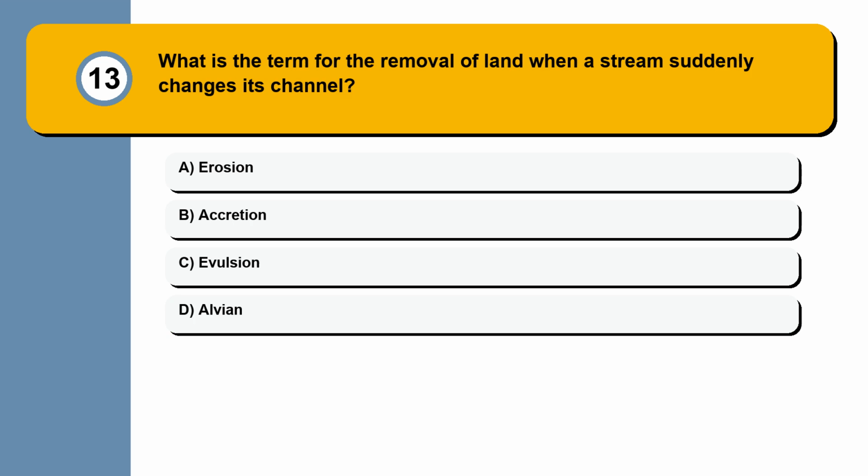Question 13. What is the term for the removal of land when a stream suddenly changes its channel? Erosion, accretion, evulsion, alluvion.